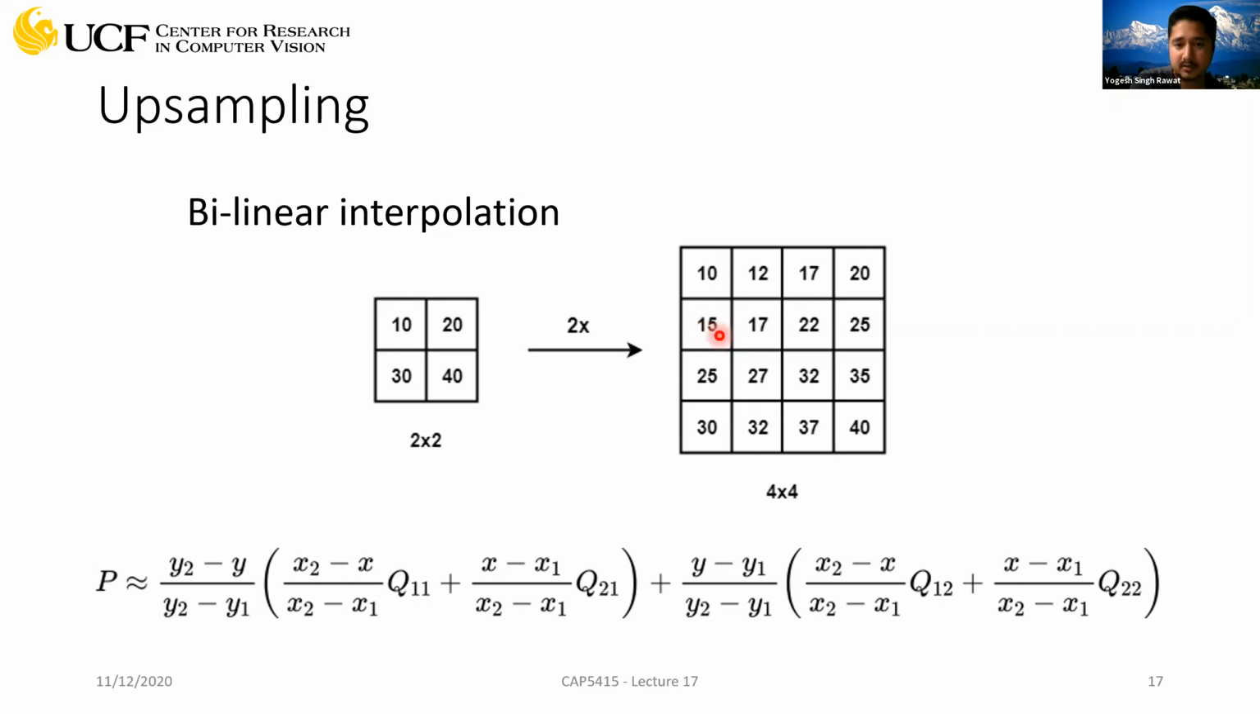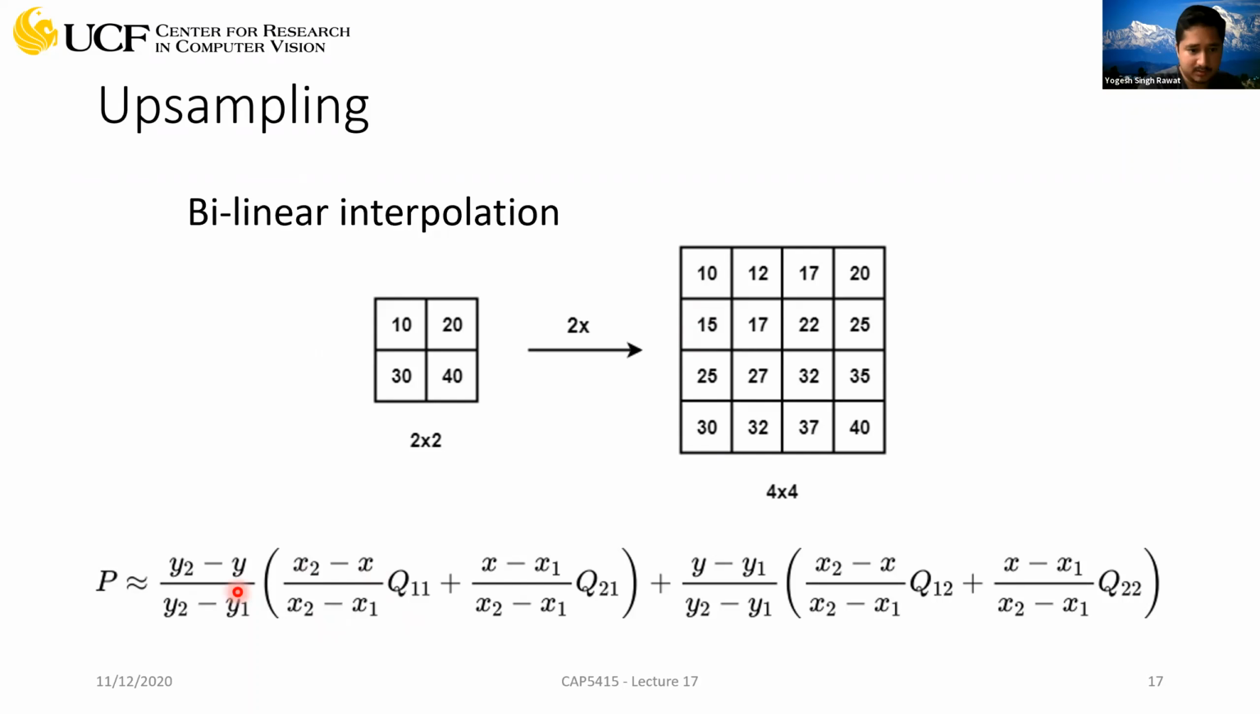For this particular location, you can see that this is 1, 2, 3 steps away, and this one is 1 step away. So the weight for this will be 3/4, and the weight for this will be 1/4. Then you just use those weights and take the linear combination. I think it will come around to 15. So that's what we are doing here.